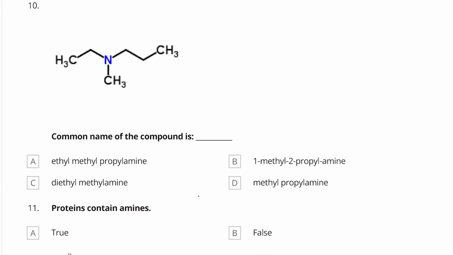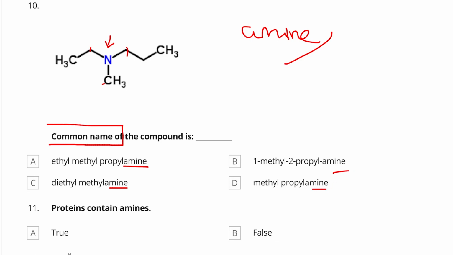Question 10. Common name of the given compound. We have a nitrogen here, which makes a single bond to the carbon backbone, carbon here. So this is an amine, and the suffix is amine. Then the common name. It is asking the common name. For the common name, as in the ethers, we will put the alkyl names and then the amine suffix.